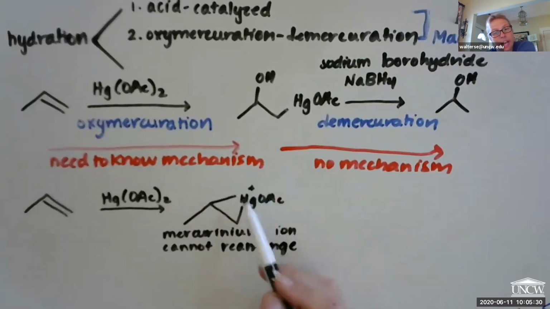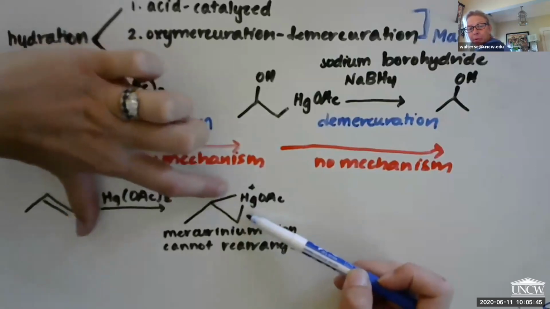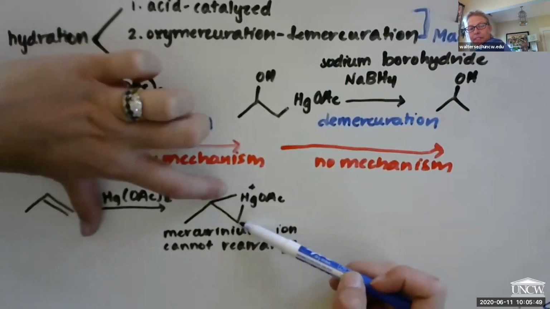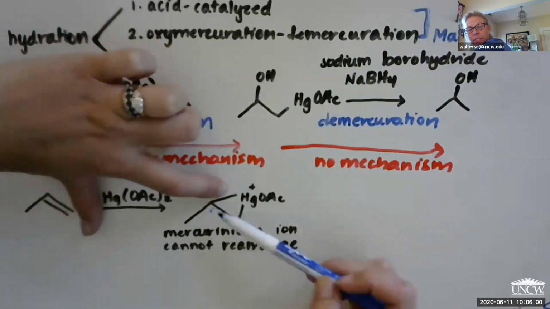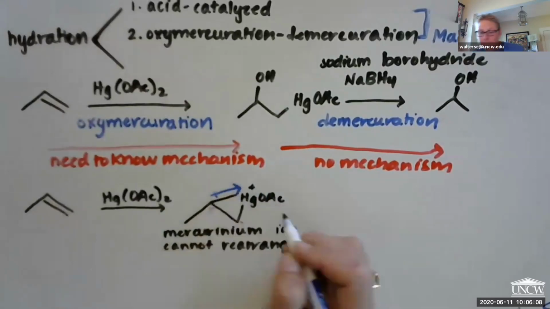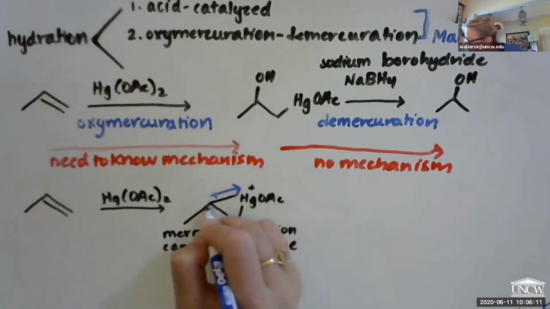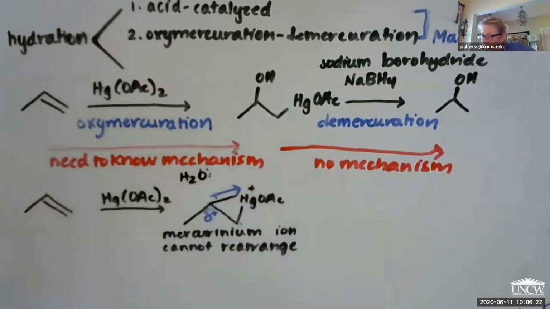Now, this mercury is being asked to carry a positive charge, and when things are charged, they tend to pull electrons towards them. Okay, so the mercury atom has two sigma bonds that it can pull from, which is going to build up positive charge density at this carbon and positive charge density at this carbon. This is a primary carbon. This is a secondary carbon. A secondary carbon can hold a partially positive charge better than a primary carbon. So you get a partially positive buildup here at this carbon, which can be attacked by water.